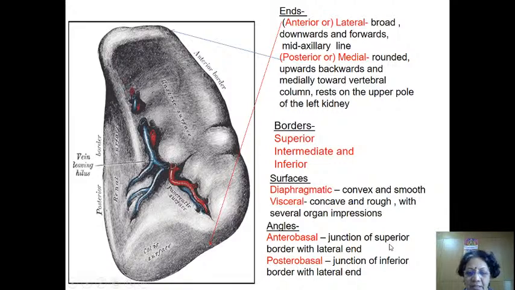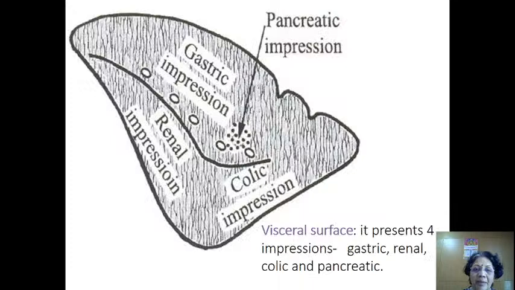The anterobasal angle is the junction of the superior border with the lateral end. Which one did we say was lateral? That was the medial end. So this is the lateral end. So this would be the anterobasal angle and this would be the posterobasal angle. And this anterobasal angle is the one which will become palpable.